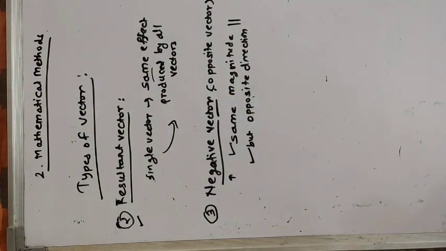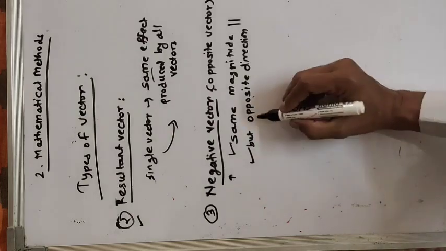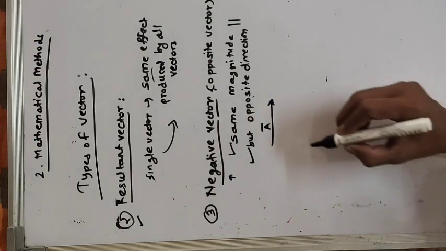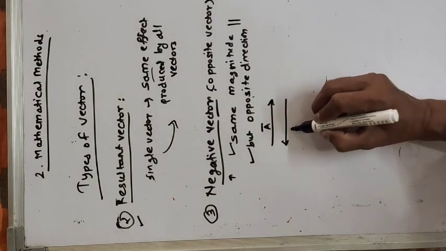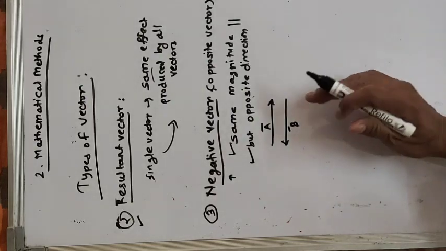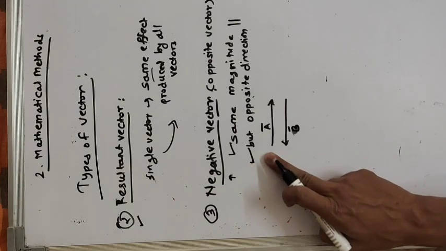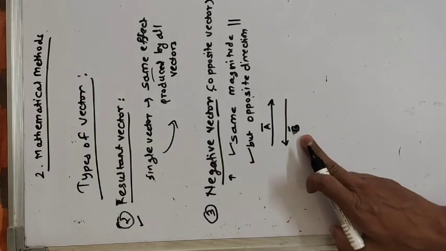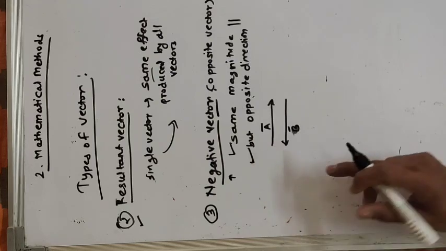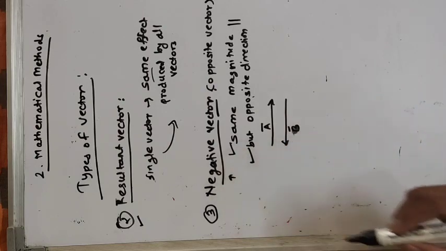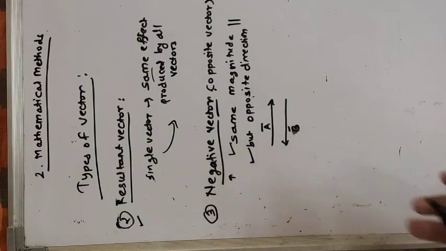So, negative vector. Now, suppose this is vector A bar and this is vector B bar. This vector B bar is the negative vector of vector A bar, because though it has the same magnitude, it has the opposite direction of A bar. Hence, it is the opposite vector or the negative vector of vector A bar.